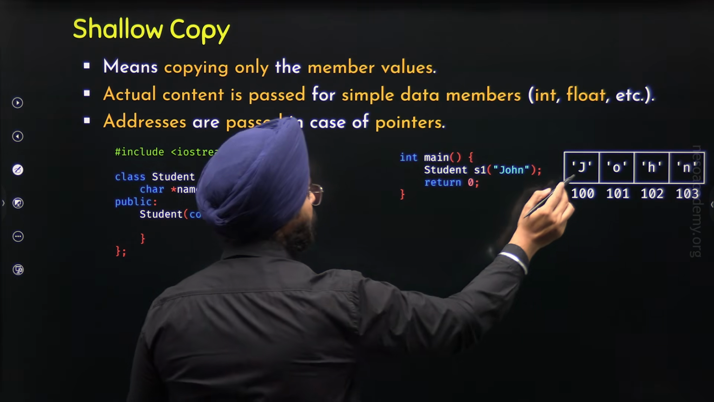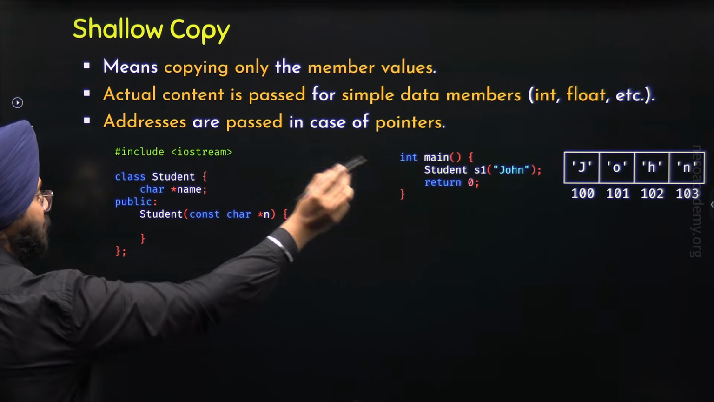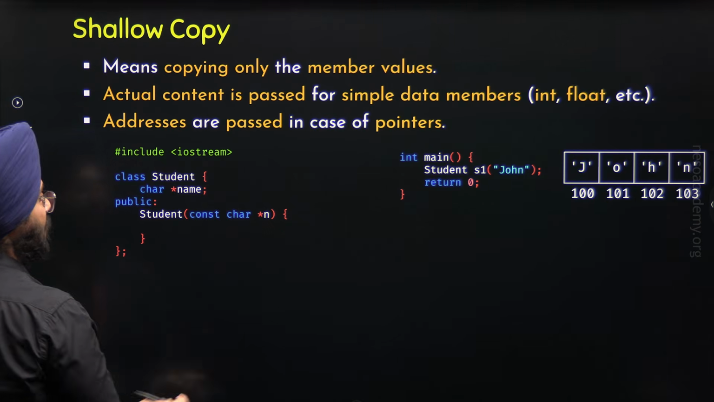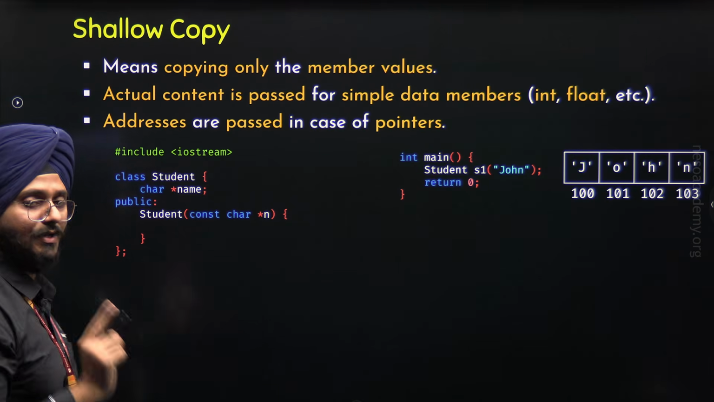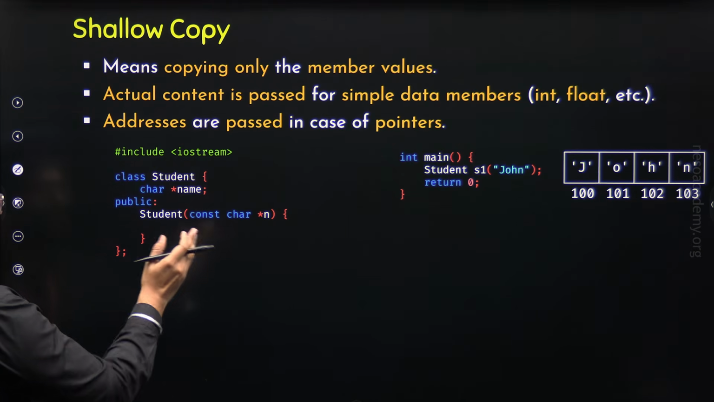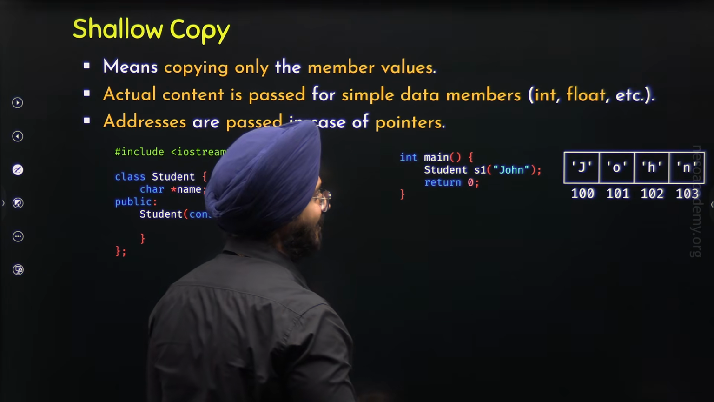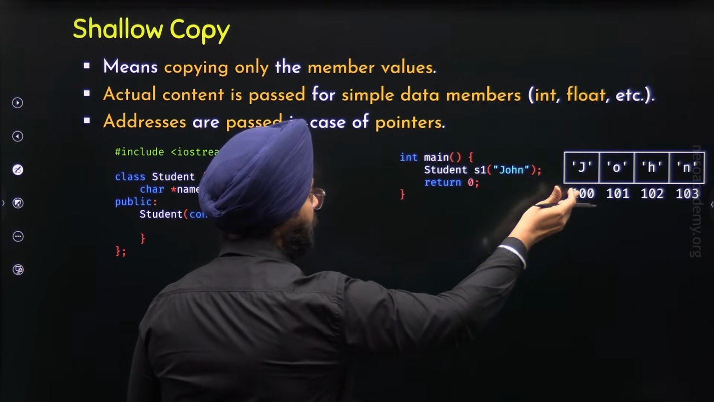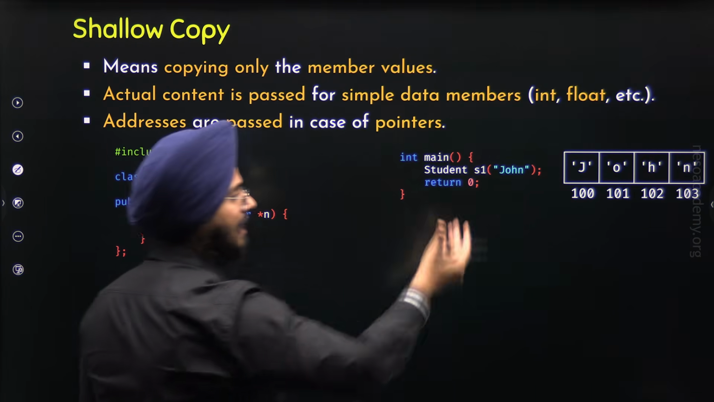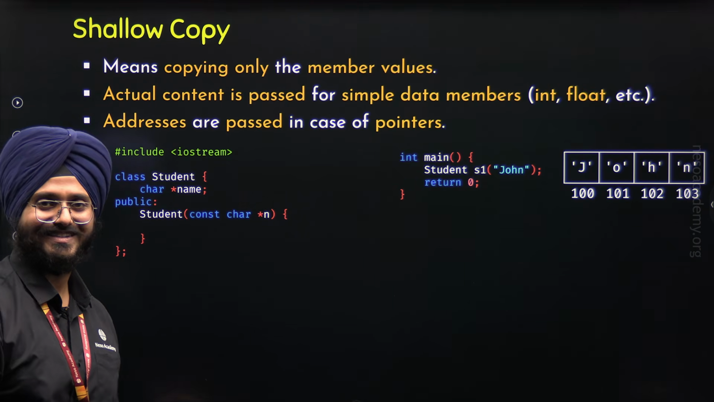The address of the first block is 100. We are passing the address 100 and that is why we need a pointer here. I hope this is clear to you. And this pointer must be a pointer to a constant character because this is a constant character. This character is constant because we cannot modify this character. I hope this is completely clear to you.